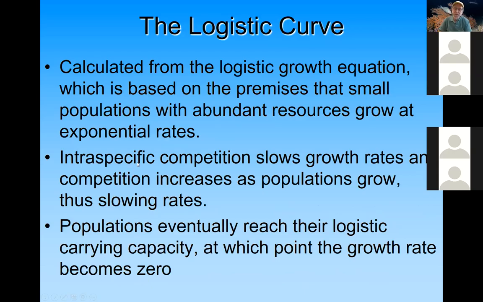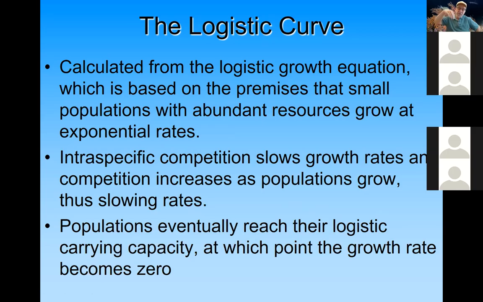And so we're going to go back to something that we've talked about before. This is the logistic curve, and I've already introduced the logistic curve in some previous lectures, and we're now going to see how this mathematical theory or ecological theory applies to a problem like managing fisheries. And we remember that this is calculated from the logistic growth equation. And the idea is that small populations in areas of abundant resources can grow exponentially, that eventually competition slows the growth rate, and that the population will stabilize at some carrying capacity, their logistic carrying capacity. And at carrying capacity, the growth rate in theory is zero. So the population has expanded to utilize all available resources.